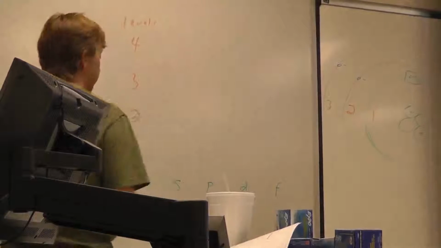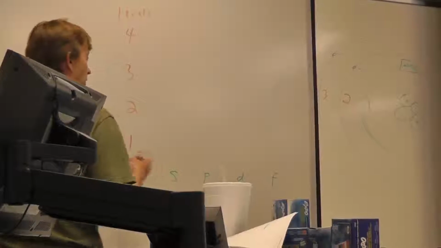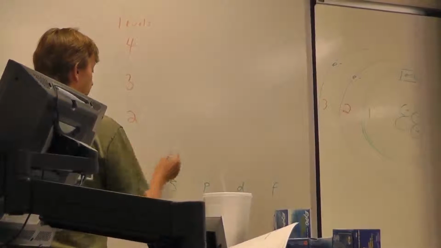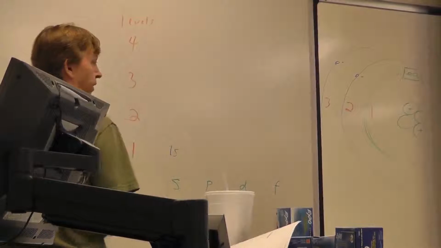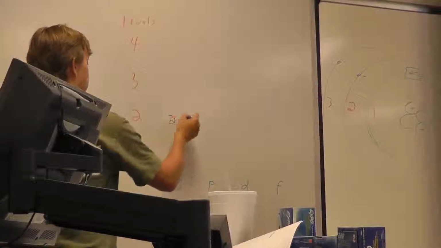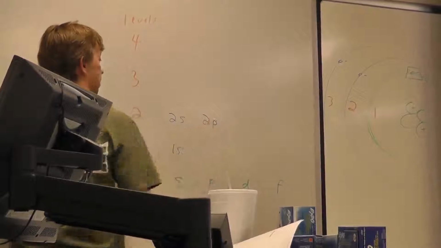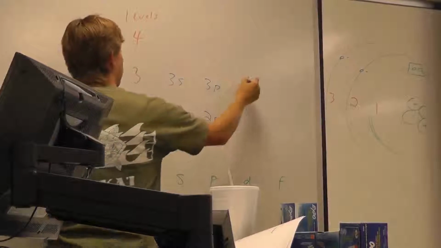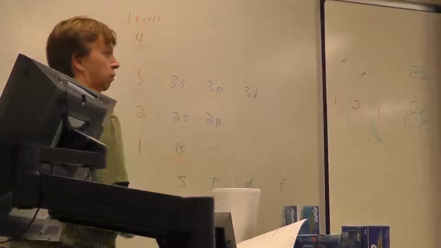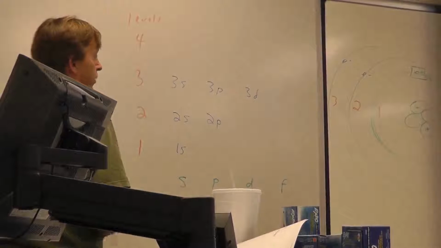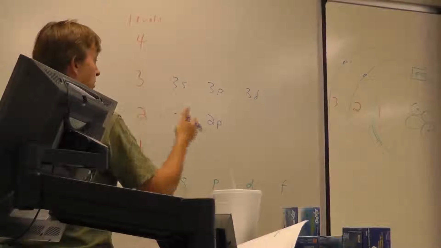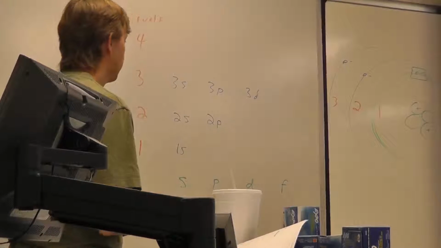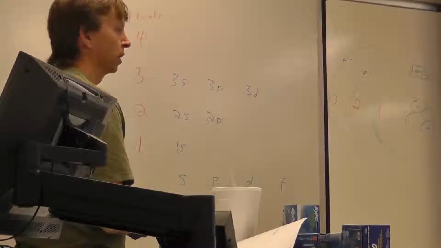Each level consists of sublevels. Level 1 has only one sublevel, and so that would be the 1S. Level 2 has 2 sublevels, that would be S and P. Level 3 has 3 parts, S and P and D, and so forth. So as you get further from the nucleus, you've got more and more sublevels and the ability to contain more and more electrons.